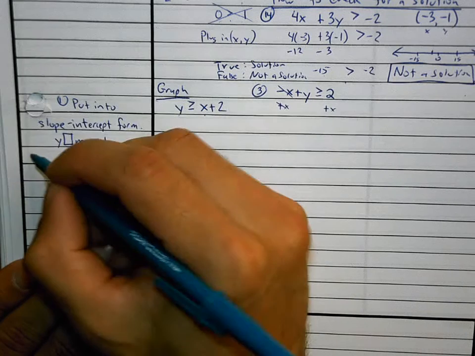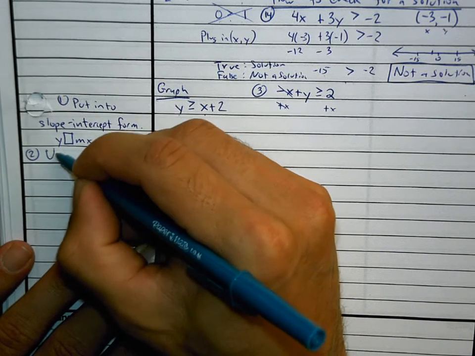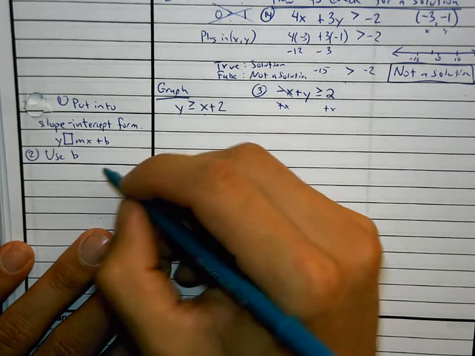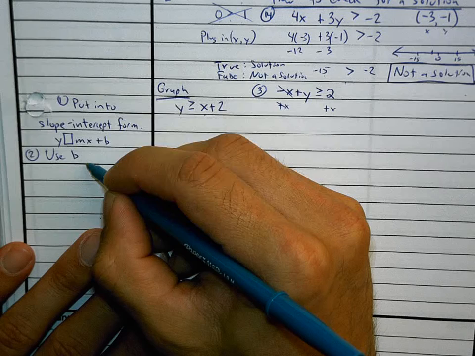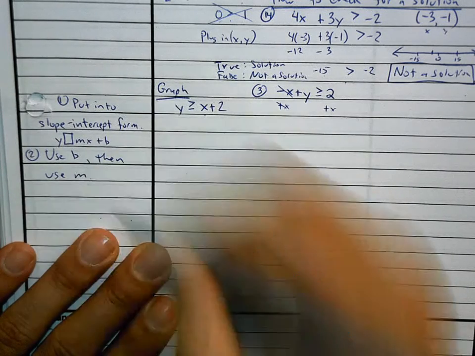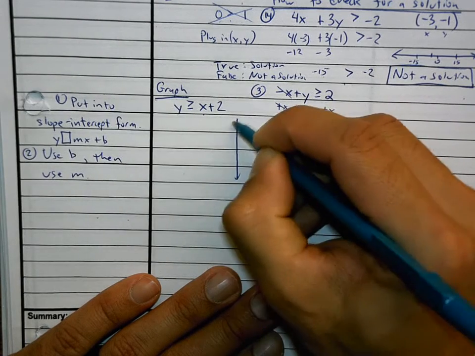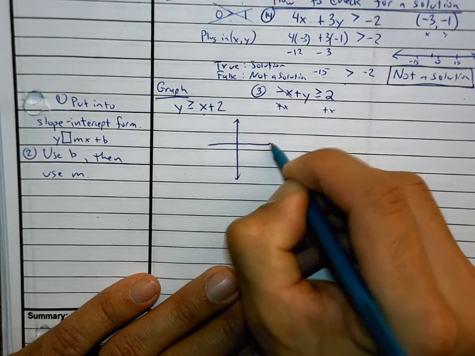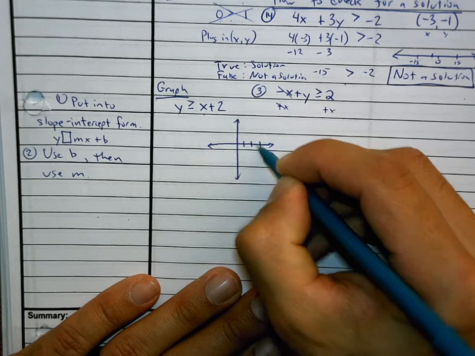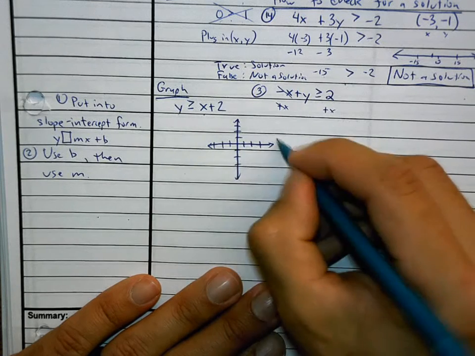Step 2. Use the b. Then use the m. Okay? So let's go ahead and set up our graph paper real quick. X, y.